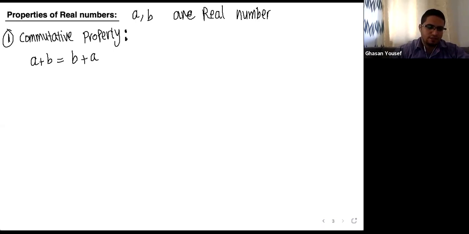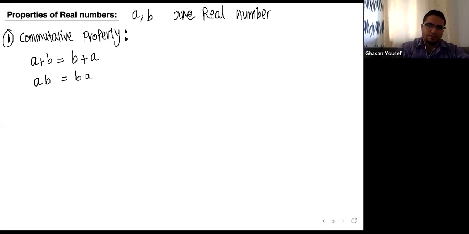And the same thing for multiplication. If I multiply the first one with the second one, it is the same as multiplying the second one with the first one. This means the order does not matter. If I add the first number to the second number, it is exactly the same in real numbers as adding the second number to the first number. And this is exactly the same for multiplication.